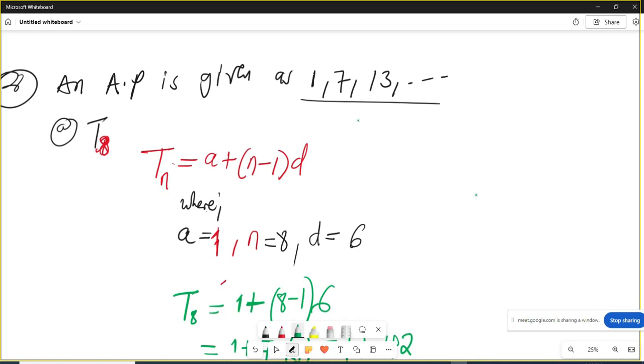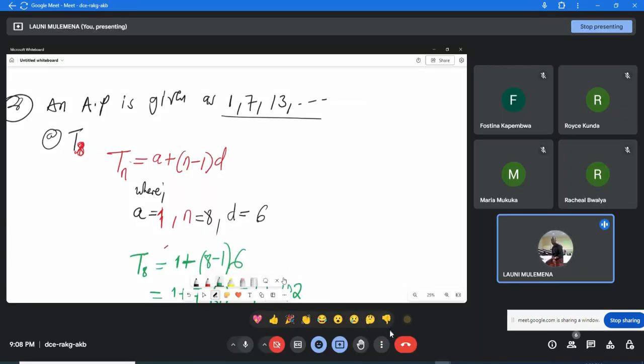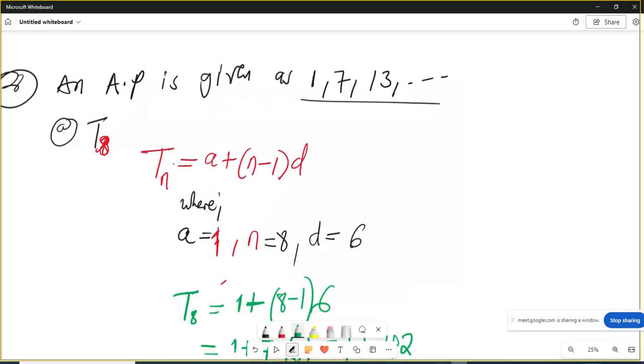Okay. So if you want to prove your answer with respect to what you have explained, Madam Faustina, yes, it will give us 43, the 8th term. So what you can do is, on your own, try and continue adding a 6 until you reach the 8th term, and you find that the answer will be 43.